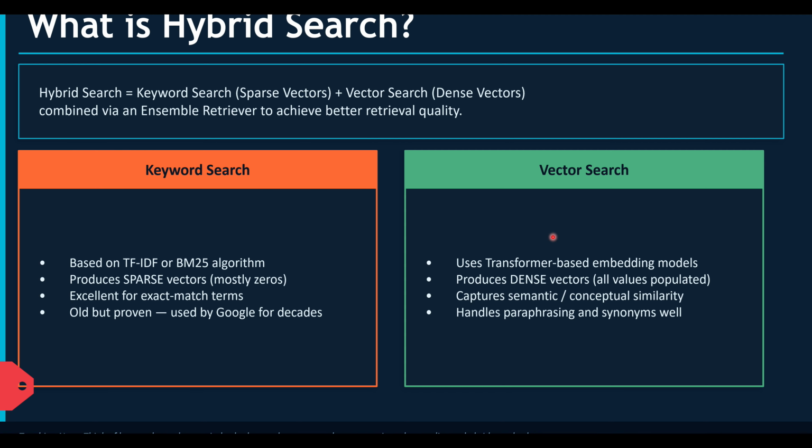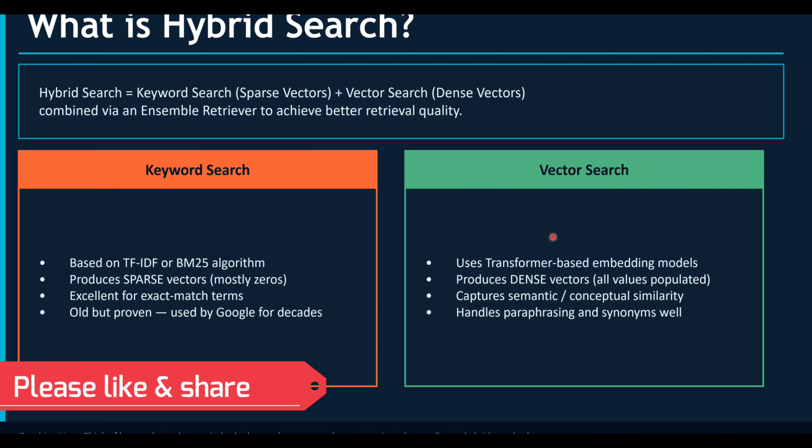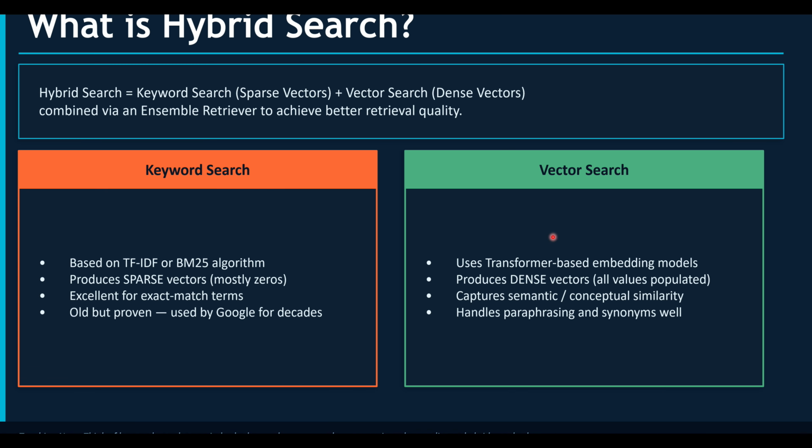Neither approach is perfect alone. Keyword search misses synonyms. Vector search can miss precise terms. Hybrid search gives you the best of both worlds.